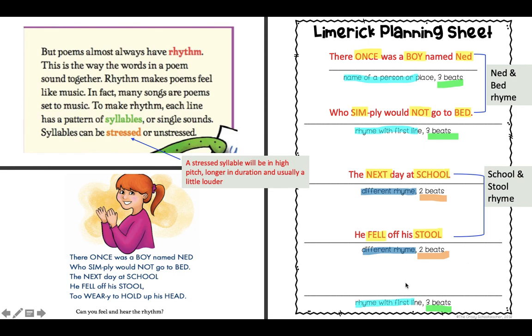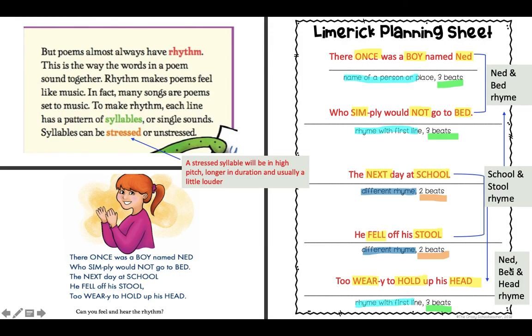So let's look at the last line. Too weary to hold up his head. Can you guys guess the stressed syllables? Is it 2? I'm sorry, it's 3. Can you see the 3 stressed syllables? Weary, hold, and head. Okay, so that gives us our 3 beats. Too weary to hold up his head. And remember that the last line rhymes with the first 2 lines. So head rhymes with bed and Ned.